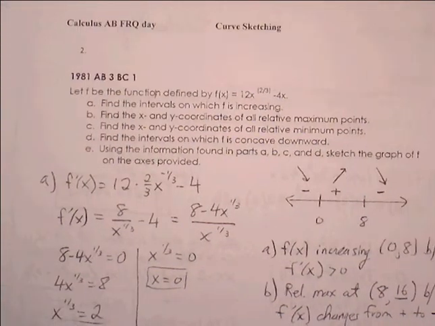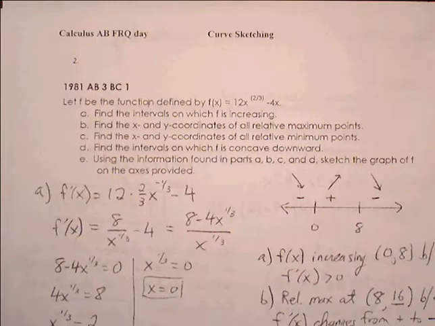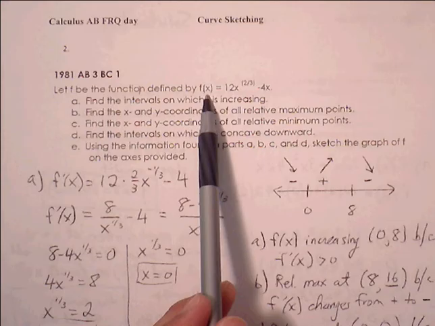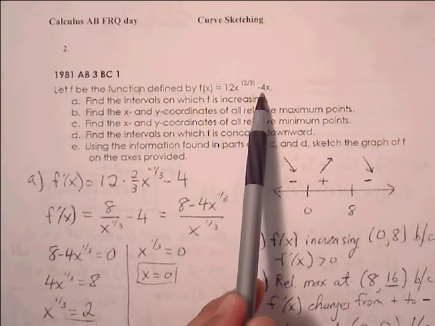This is number 2, the back page, second page of the FRQ Curve Sketching. We're looking at number 2 here. It's from an old FRQ from 1981. All right, so let f be the function defined by f of x equals 12x to the 2/3 minus 4x.